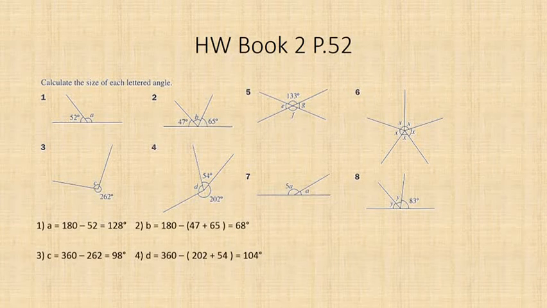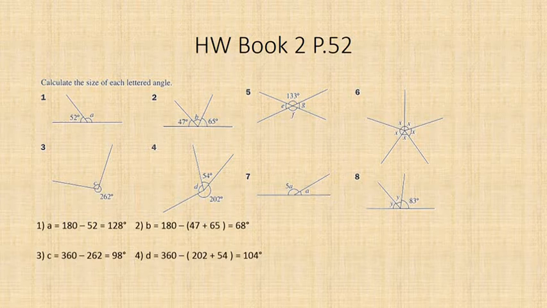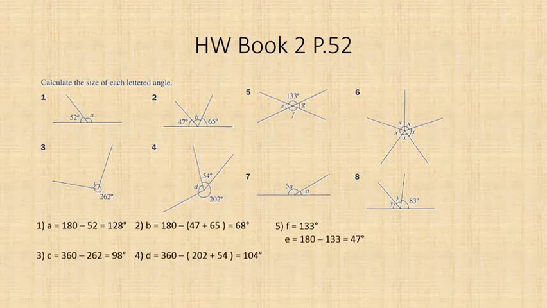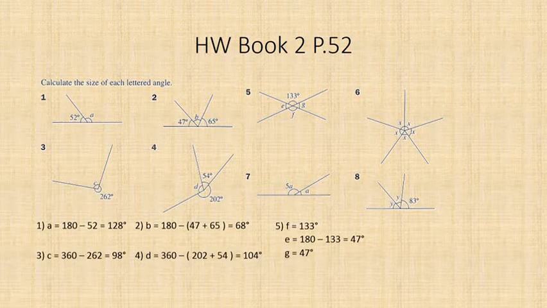For question 5 here, I will find F. F is 133 because it's vertically opposite angles. If you want to find G, you are just making it 180 minus 133. Supplementary angles, and E equals G, vertically opposite angles. So it's very easy. F equals 133, vertically opposite angles. E equals 47 degrees because of supplementary angles, and G equals 47 because it's vertically opposite angles.